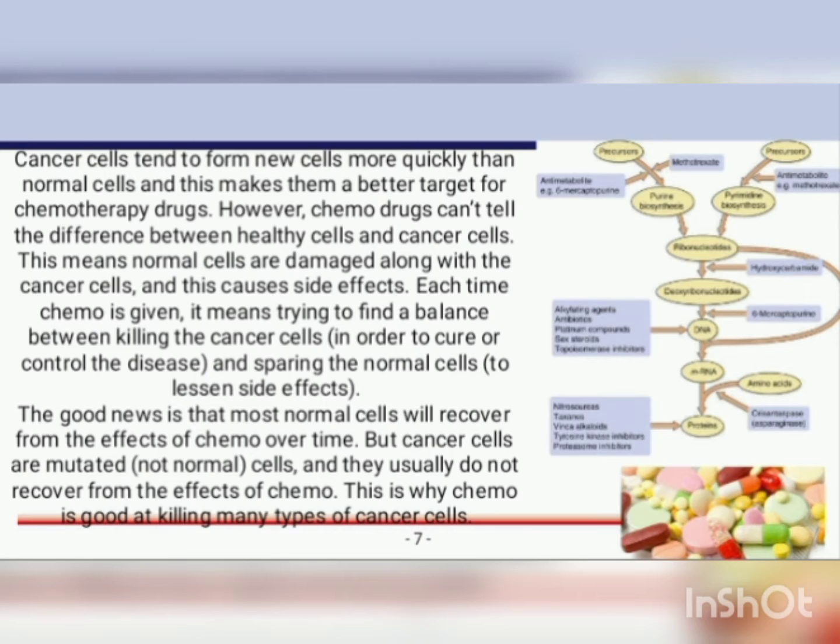The good news is that normal cells will recover from the effects of chemo over time, but cancer cells are mutated; they usually do not recover from the effects of chemo. This is why chemo is good at killing many types of cancers.